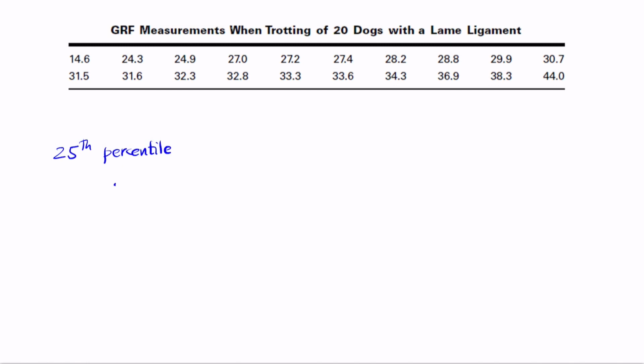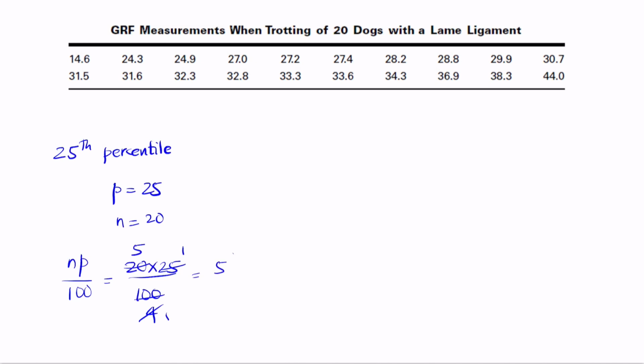So again, P becomes 25. N here is 20. So let's find NP by 100. NP by 100 becomes 20 into 25 divided by 100. So 25 ones are 25, 25 fours are 100, so 4 ones are 4, 4 fives are 20. So the value is 5. So 5 is an integer, which means now NP by 100 becomes 5.